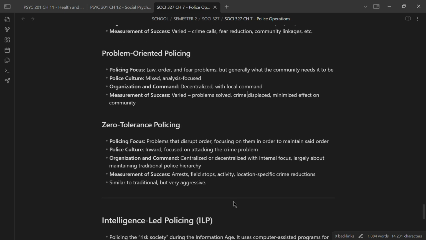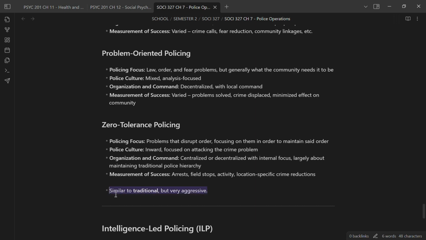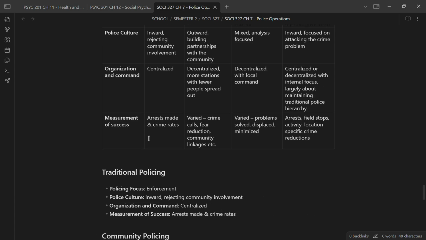And finally, zero tolerance policing. It's focused on problems that disrupt order, focusing on them in order to maintain said order. Its culture is inward, focusing on attacking the crime problem. Its organization and command is centralized or decentralized with internal focus, largely about maintaining traditional police hierarchies. And its measurement of success are like arrests, field stops, activity, location-specific crime reductions. Now again, just to answer my own question from earlier, zero tolerance policing is very similar to traditional policing, but it's very, very aggressive.